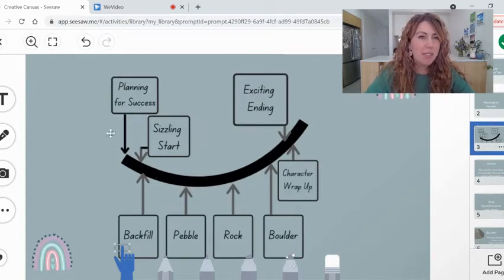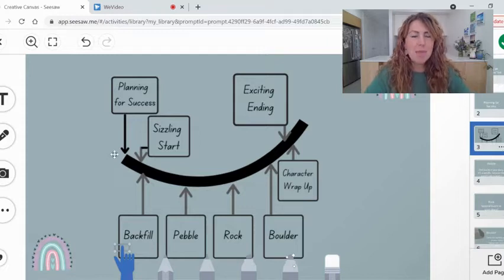Now, just a little reminder of where we're up to in the planning process. We've done planning for success, and today we're going to be planning the characters. And this is something you might not have seen before: pebble, rock, boulder, and the exciting ending. So that's going to make sure that we're writing a story that starts with a sizzling start and then slowly starts to build up to the exciting ending. So something that's going to keep the reader engaged for the whole time.